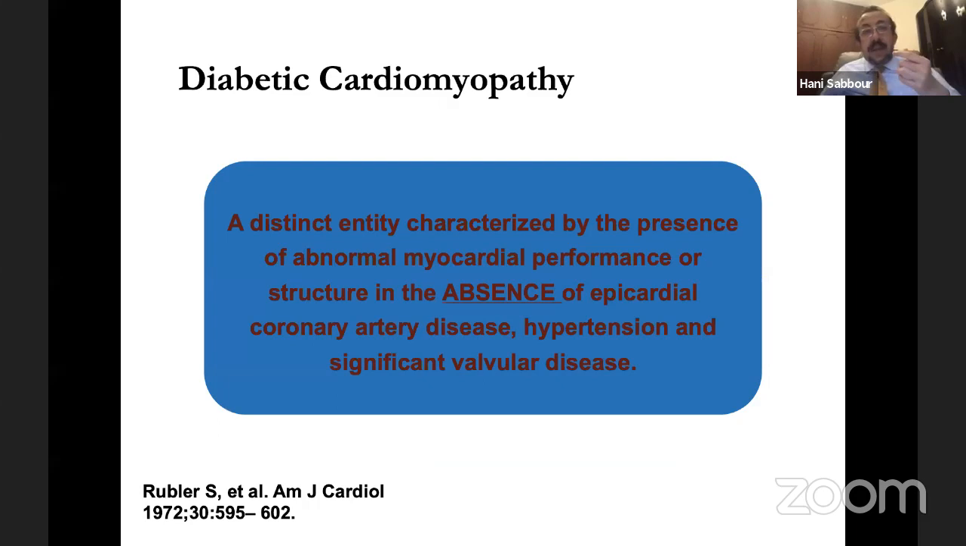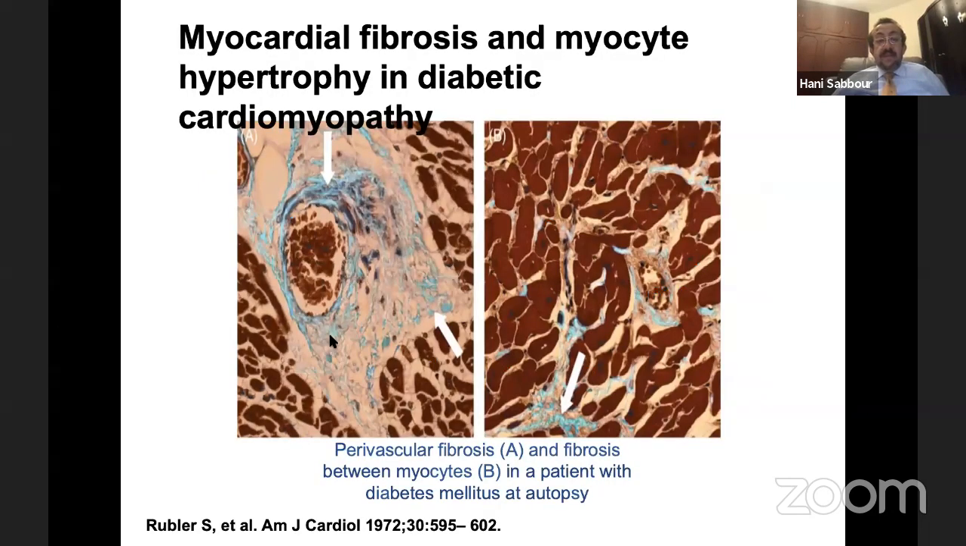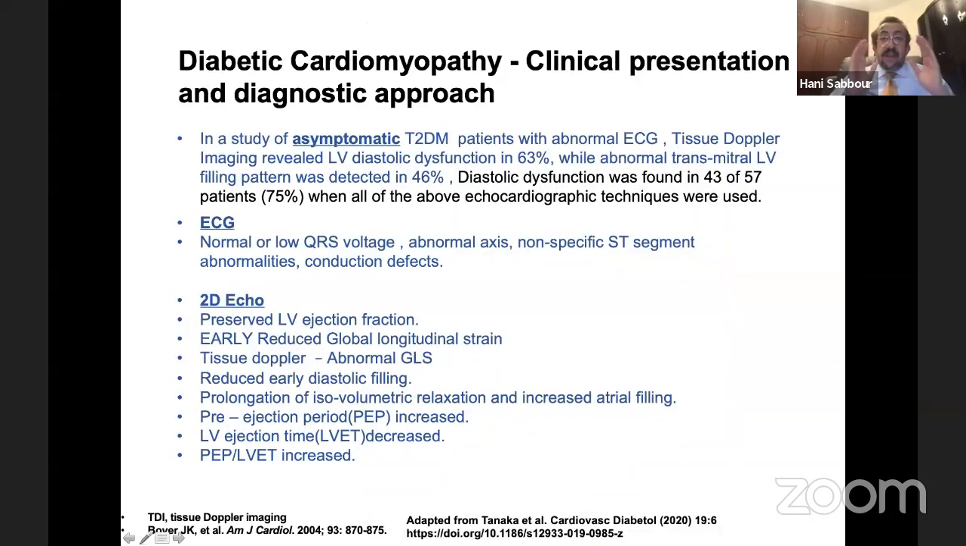There's an entity called diabetic cardiomyopathy. So this is the presence of abnormal myocardial performance without coronary artery disease, without severe hypertension, and without valvular heart disease. And this is a real finding. This is from pathology, autopsy specimens from 1972, perivascular fibrosis and intramuscular fibrosis. And the clinical findings, and this is a patient that you would typically see in your clinic. They may in fact be early diabetics as well.